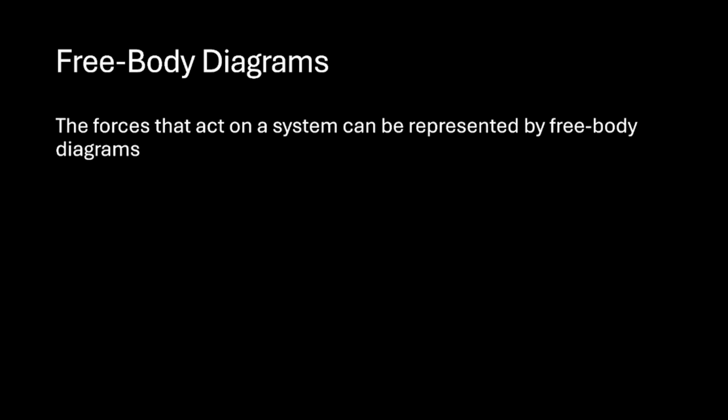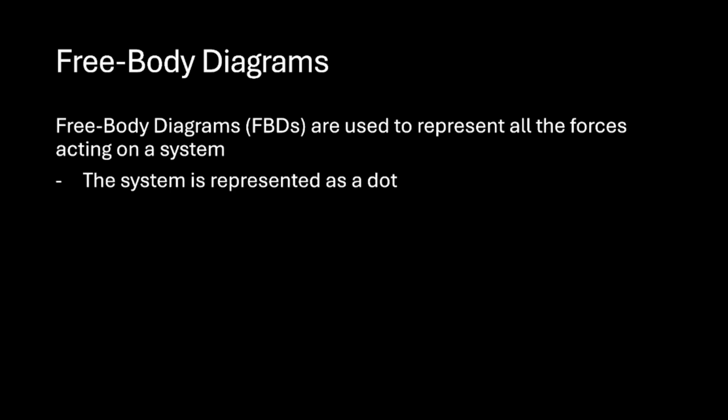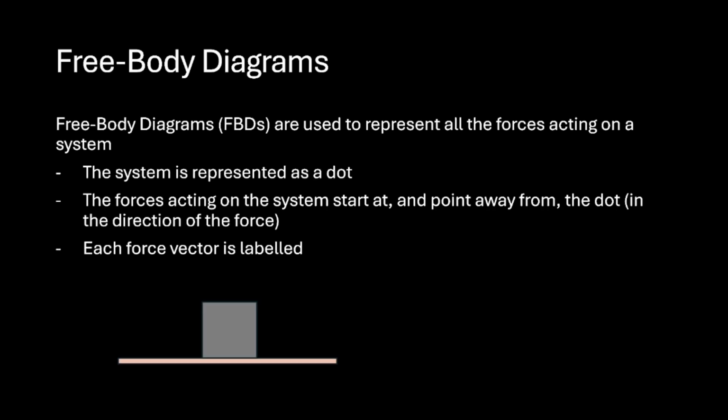The forces that act on a system can be represented by free body diagrams. Free body diagrams, also known as FBDs, are used to represent all the forces acting on a system. So we can represent the system as a dot. The forces acting on the system start at and point away from the system, or the dot, in the direction of the force. So let's look at an example here.